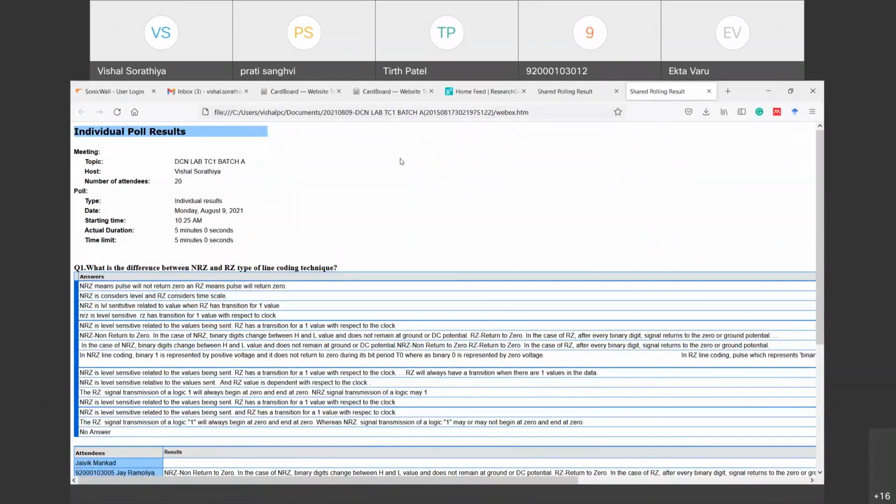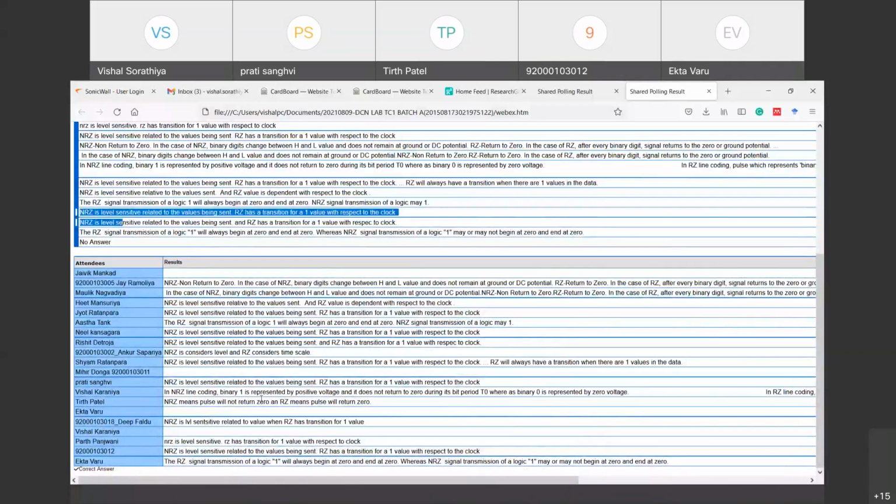Pulse will not return to zero and as its meaning. Level sensitive related to value will have a transition for one value. Okay. So I can see a majority of the answers are going to be the same type of answer. Like we can say both answers are going to be the same. There are just changes like has or is. Rest of the answers are going to be the same.